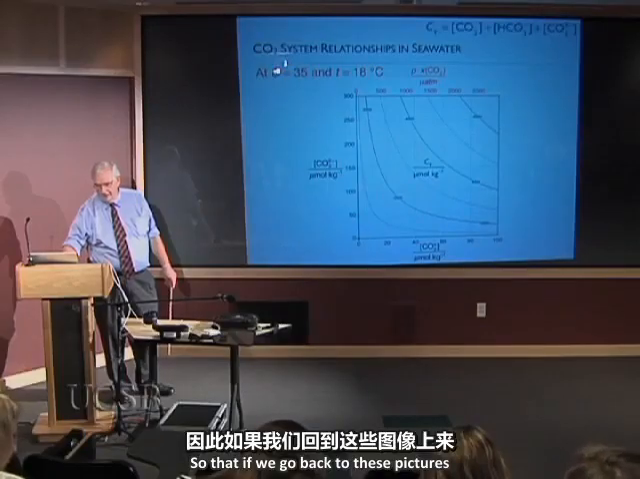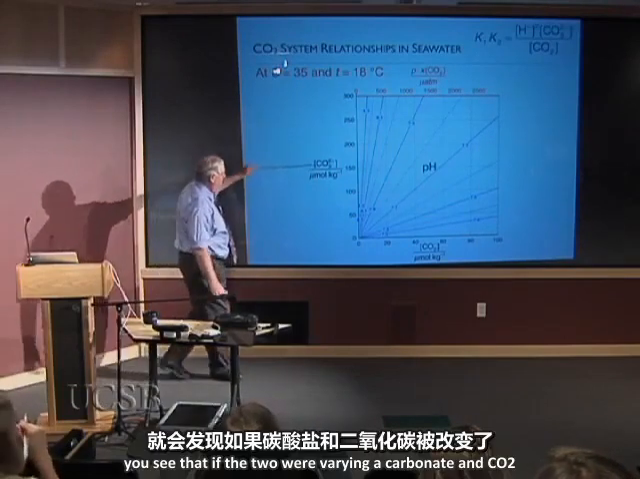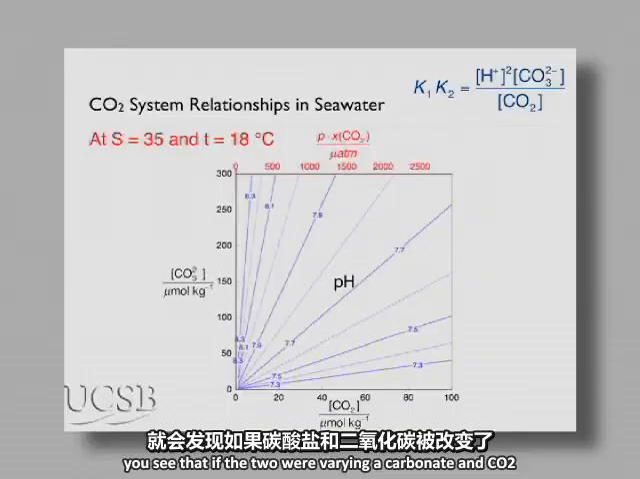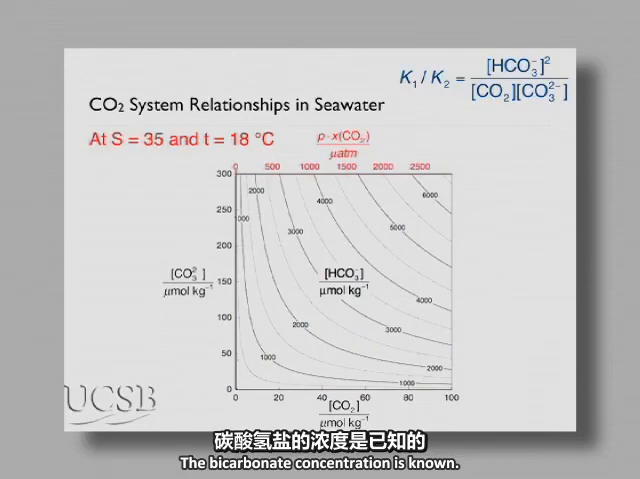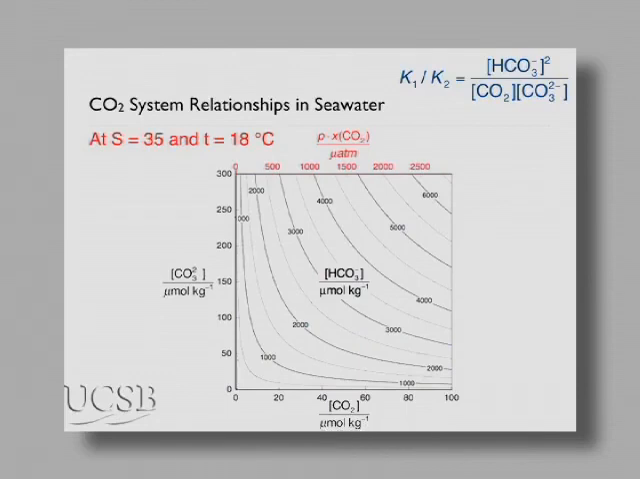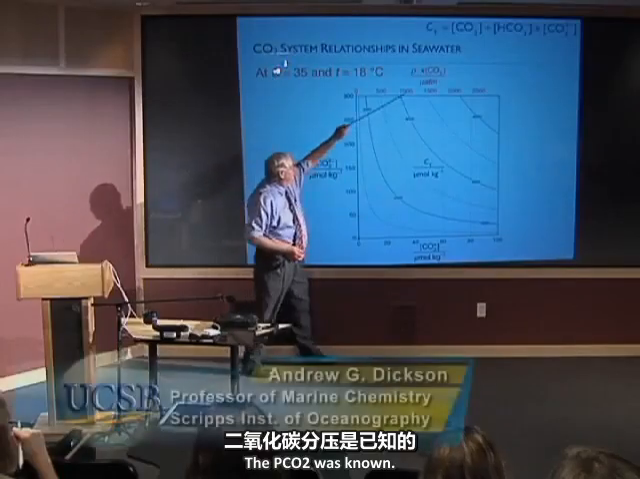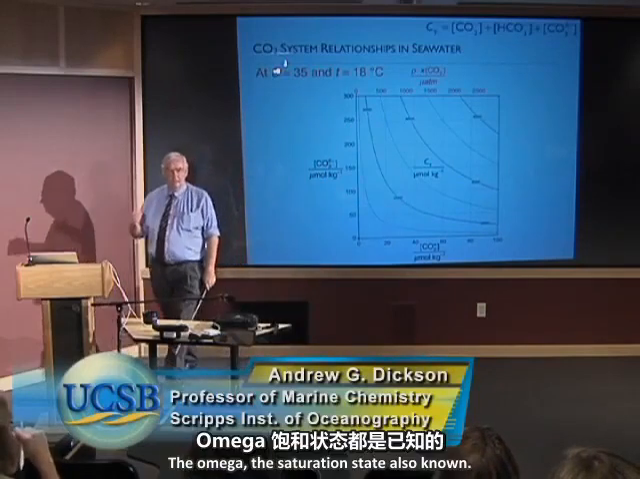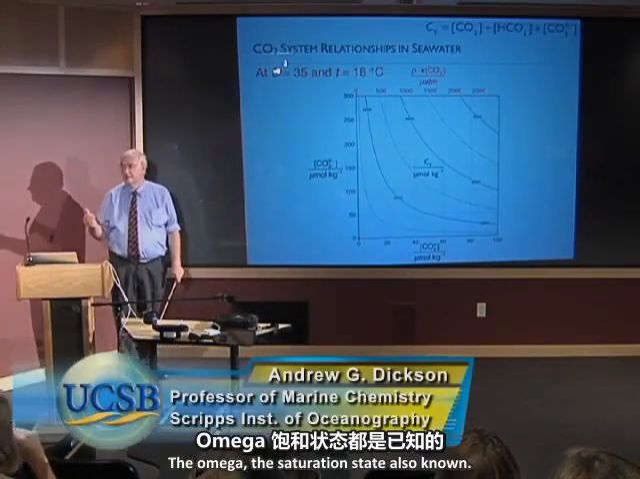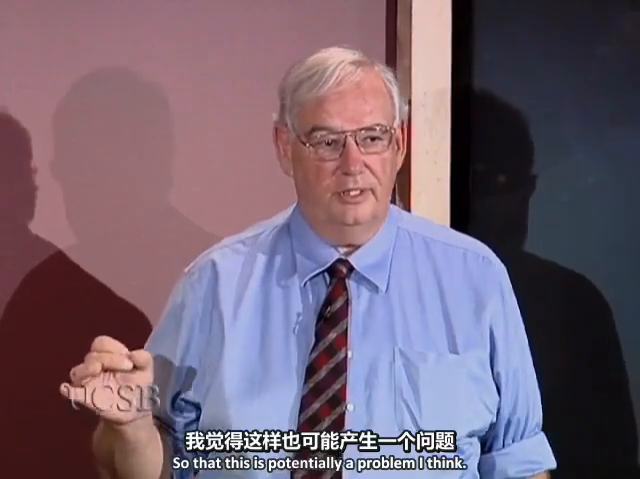So if we go back to these pictures, you see that if the 2 we're varying are carbonate and CO2, then the pH is fixed. The bicarbonate concentration is known. The total carbon is known. The PCO2 is known. The omega, the saturation state, is also known.